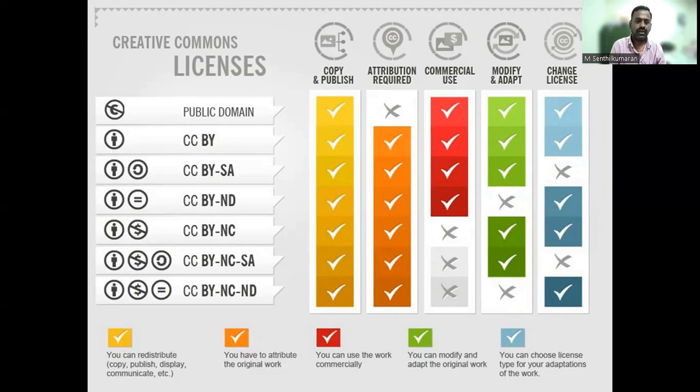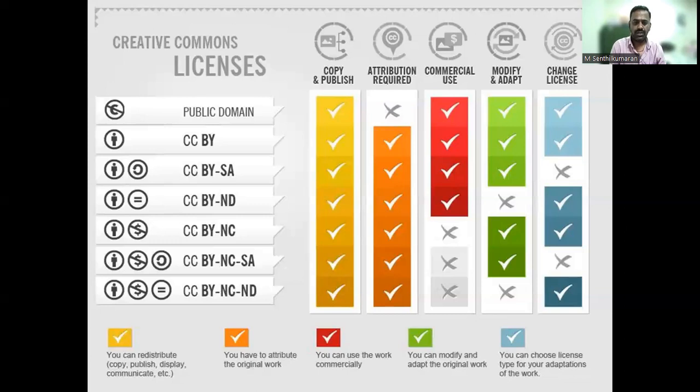Whereas in case of attribution share alike, we can copy and publish. Attribution is required. It can be used commercially. We can modify and adapt, and we cannot change the license. Whereas attribution no derivatives is concerned, we can copy and publish. Attribution is required, it can be used commercially, but we cannot modify or adapt, but we can change the license.